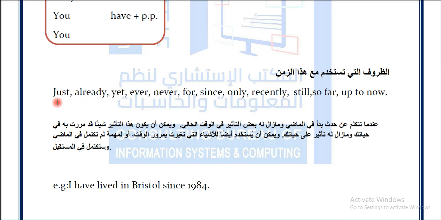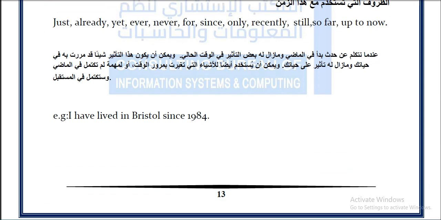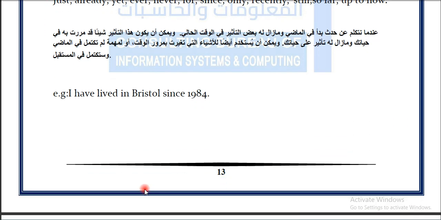Here we have keywords that indicate present perfect. We have just, already, yet, ever, never, for and since, only and recently, still, so far, up to now. All of them indicate present perfect. For example, I have lived in Bristol since 1984.